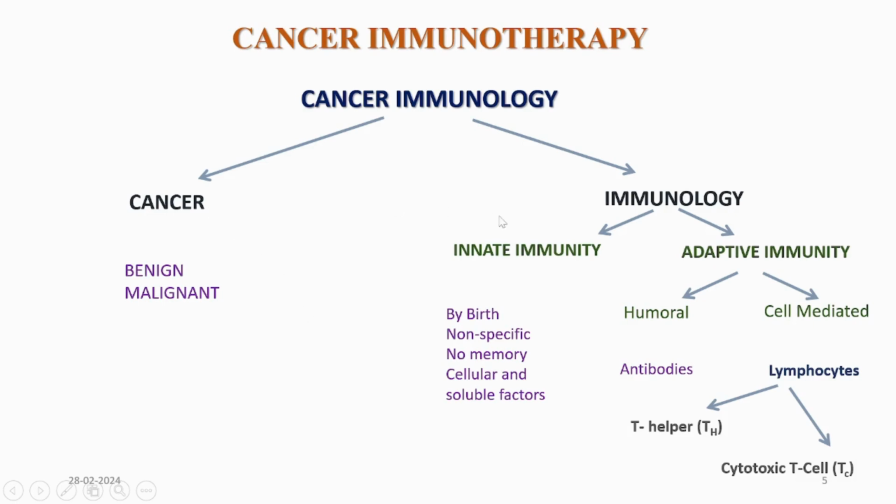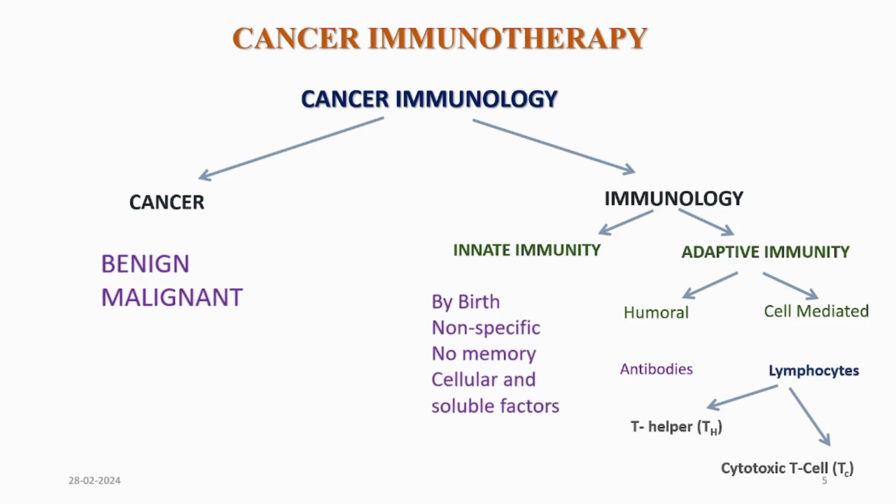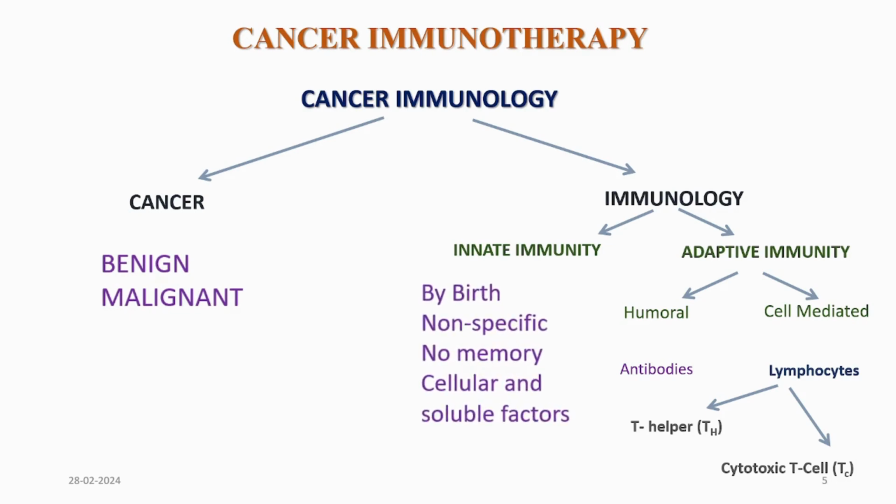So cancer has two categories, benign and malignant, and immunity can be categorized into two, innate immunity and adaptive immunity. Innate immunity is basically acquired by birth. It is non-specific, does not have any memory, and both the cellular and the soluble factors are involved to provide this innate immunity.